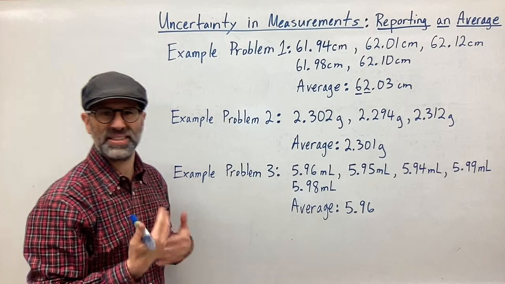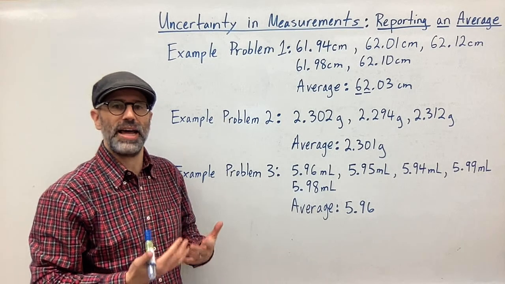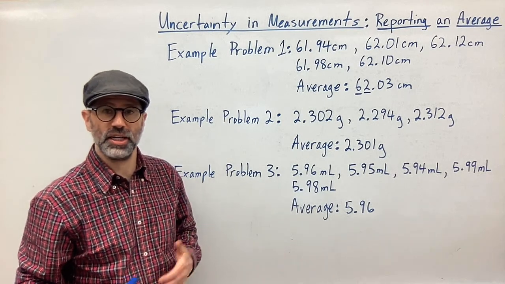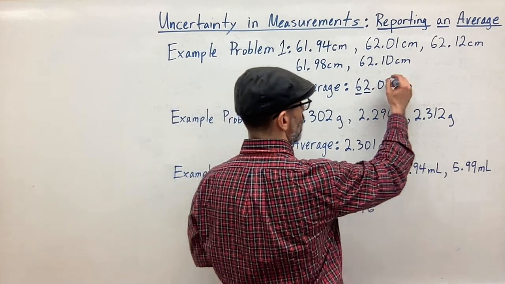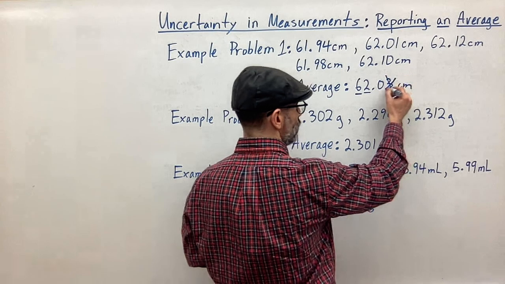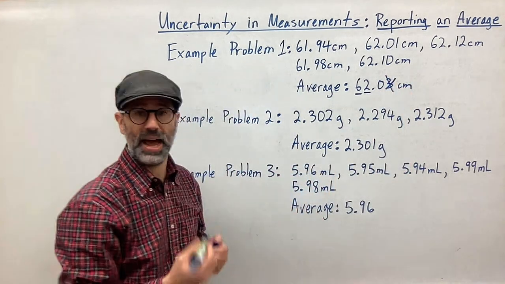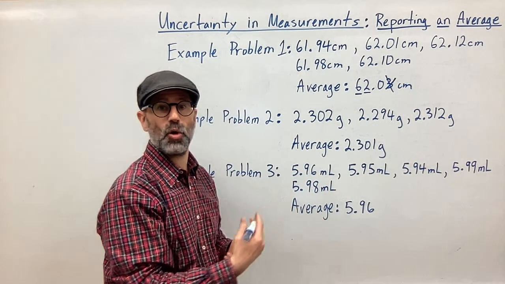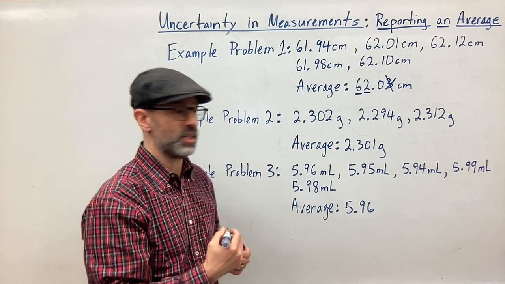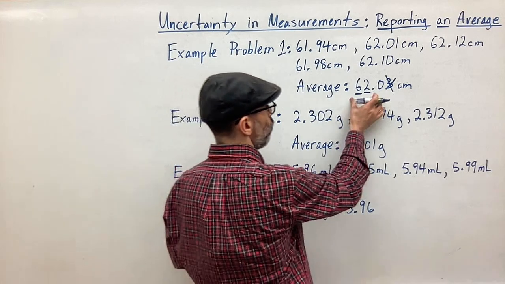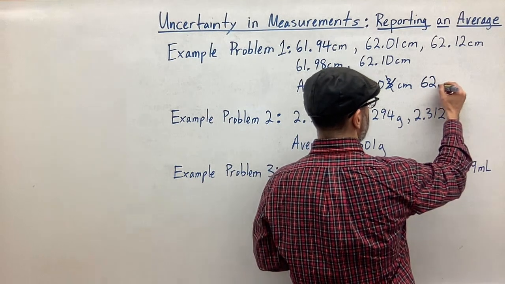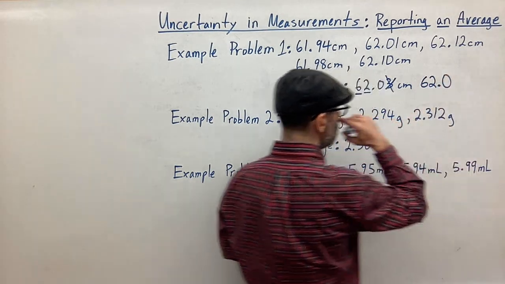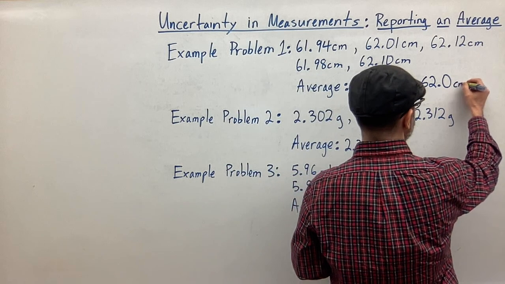We have two basically estimations. We're not allowed to have more than one uncertain digit. So we have to get rid of one. So we'll get rid of the 3. The last digit here, we get rid of that one because we're not allowed to record more than one uncertain digit. So we would record this as 62.0, and that would be centimeters.